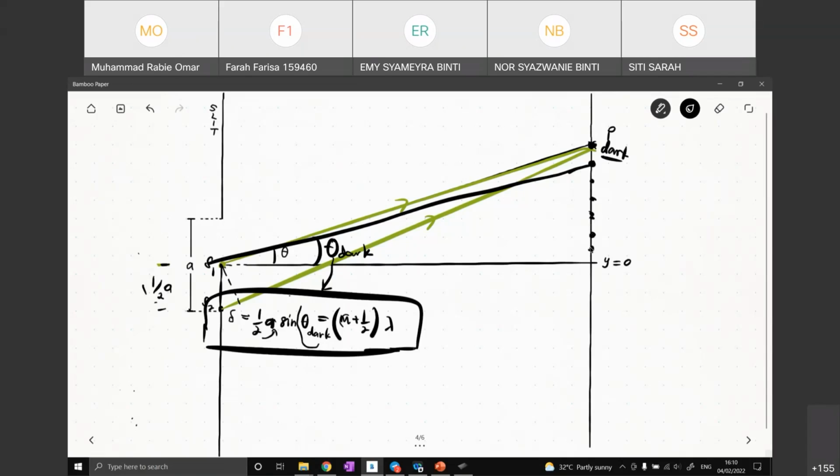Hopefully you guys are not confused with the two equations, yeah?